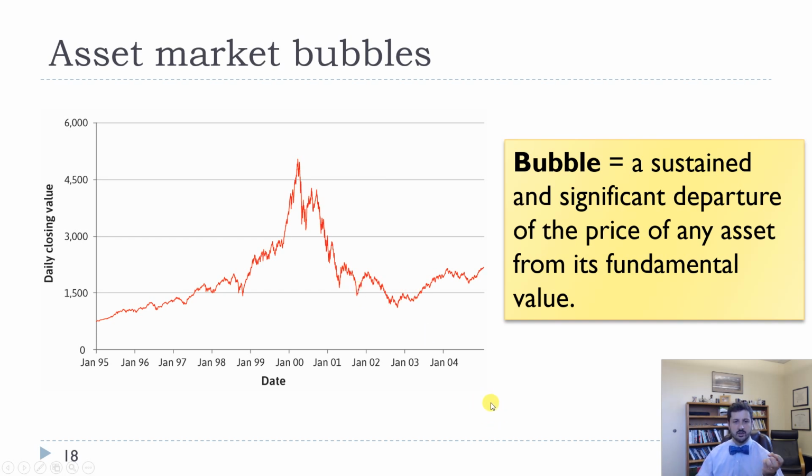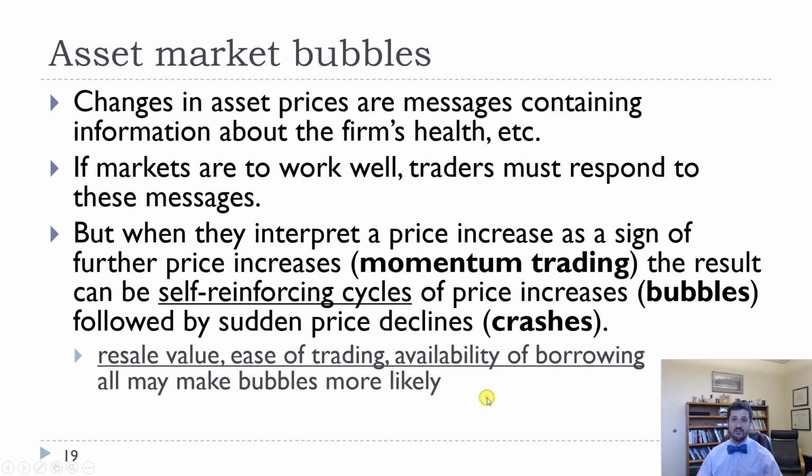And so what we're going to think about in this video is how those asset market bubbles happen, what leads to the increase, and then what leads to the decrease, and what, if anything, we can do about it. So the interesting thing is that prices, as we said in the last video, convey information, right? And so if the price of something goes up, then that could be because it has become more valuable, right? That's what we would expect. So if the price of a stock goes up, we would expect that's because the firm is becoming more profitable, and the price is reflecting that information.